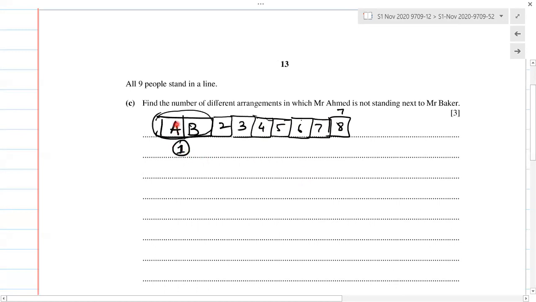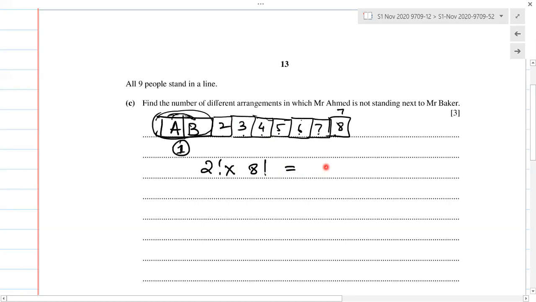So now Mr. Ahmed and Mr. Barker can change positions. So that's just going to be 2 multiplied by, now they can change positions, and these all 8 blocks that I have over here, 1, 2, 3, 4, 5, 6, 7, 8, they can also change positions. So that's going to be 2 factorial times 8 factorial. And that gives me 8 factorial times 2 factorial.